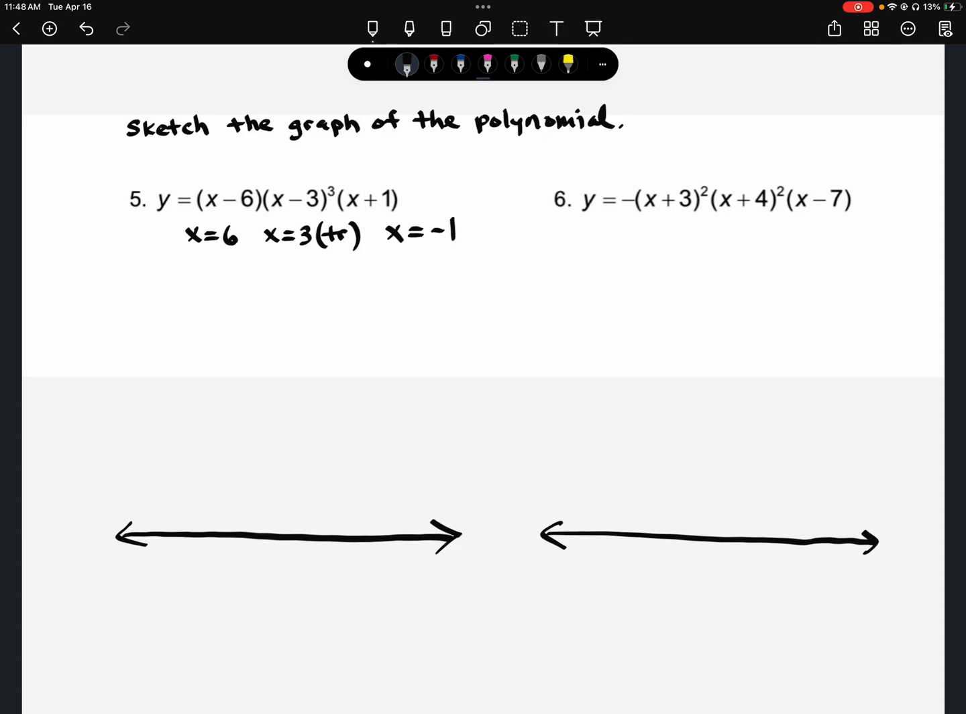All right, so when we look at all these factors, if we multiplied it all together, we have an x times an x to the third times an x, that would end up being an x to the fifth power. So the degree here is going to be 5. And then remember, our end behaviors are going to be different.